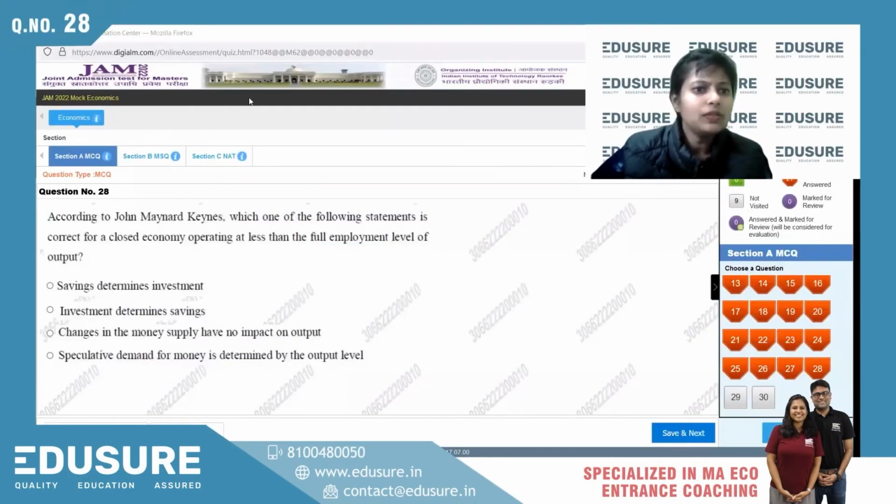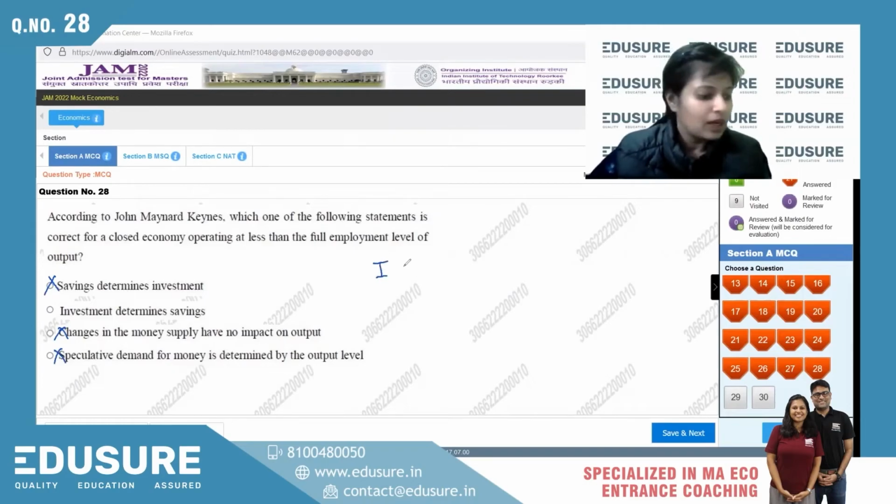Now question number 28. According to John Maynard Keynes, which of the following statements is correct for a closed economy operating at less than full employment level of output? So we're in the short run and we are in a closed economy. Savings determines investment, investment determines savings, changes in supply of money have no impact on output. Speculative demand for money is determined by the output levels. So this and this is wrong. Even this is wrong because savings doesn't determine investment.